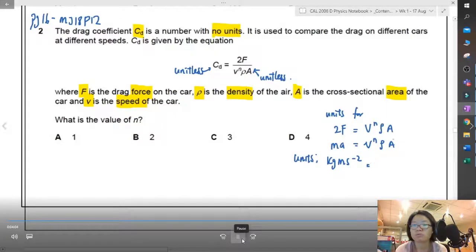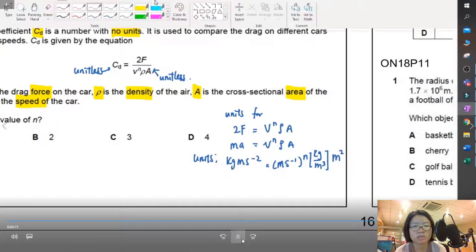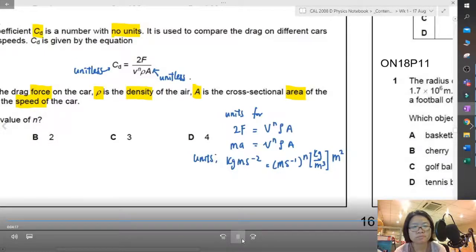Okay, so I'm going to put the value of speed, m s -1, here to the power of n. The density would be kg over meter cube. Alright, and then the area would be meter square. So at this point, initially I wanted to simplify everything but then I noticed that we can be smart about it. We can just compare the units of s. So we compare the terms in second.